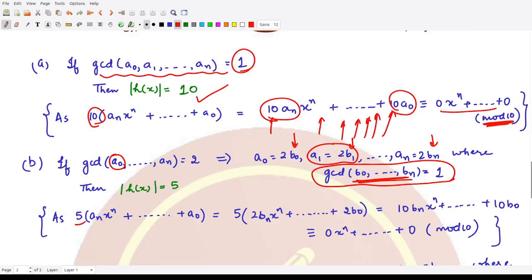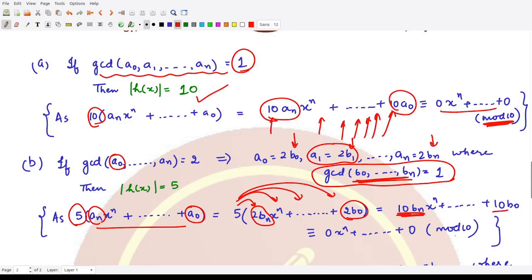Why? Because when you multiply 5 with this polynomial, in place of an you can write 2 times bn. Similarly, in place of a(n-1), you can write 2b(n-1). Similarly for a0, you can write 2b0. Then you can multiply this 5 inside. So you see, when you multiply by 5, each of the coefficients now becomes a multiple of 10. And when you take a multiple of 10 and divide by 10, you get 0 as the remainder. So in this case, this is the identity element, hence 5 is the order of h(x).